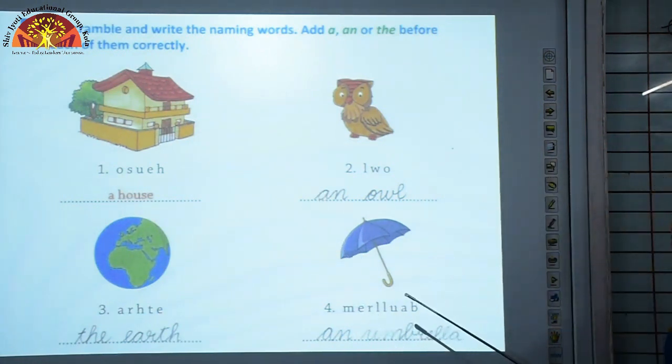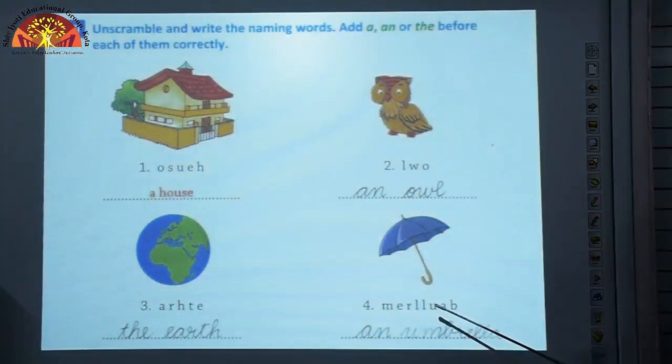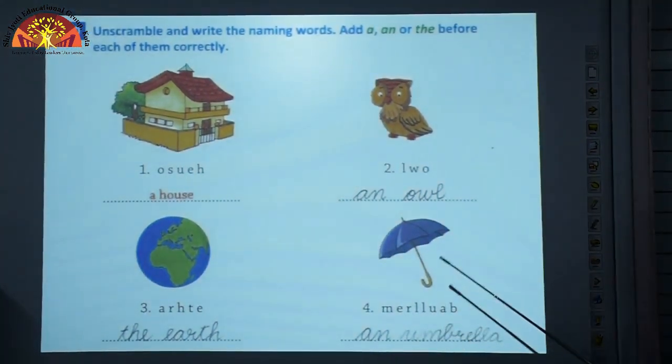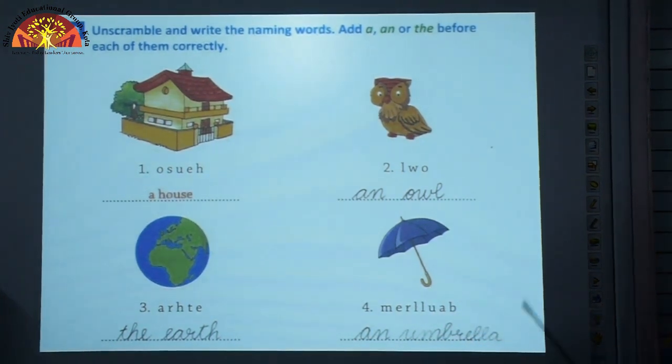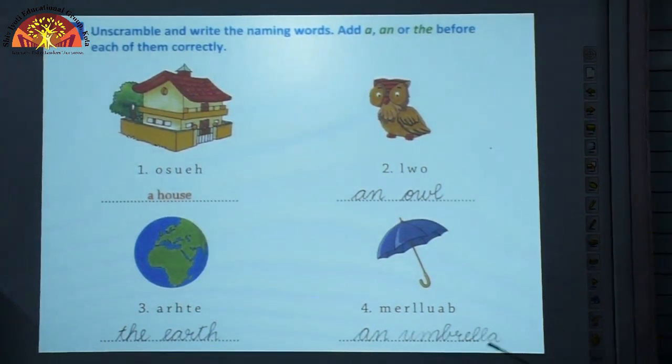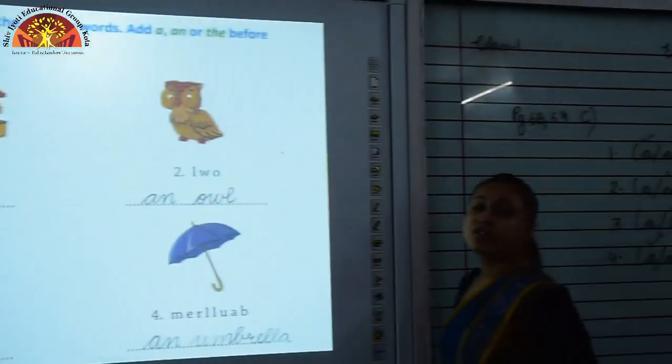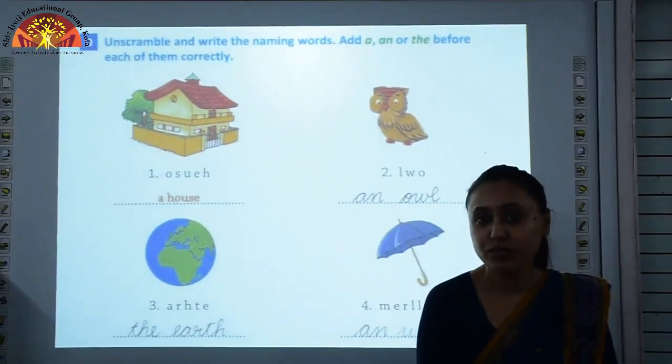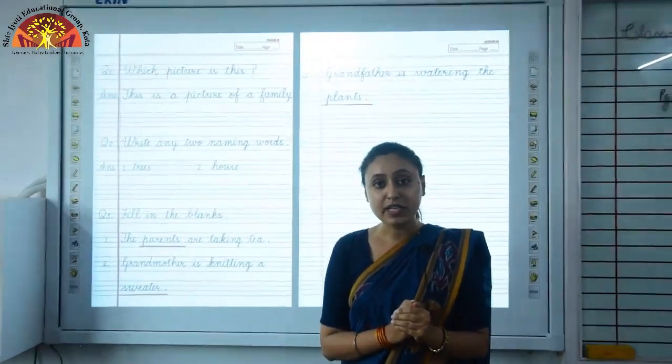So letters given to you are A-R-H-T-E, you have to unscramble it and write down earth here, E-A-R-T-H, earth. Then we will add the here because earth is a universal object. Now look at picture 4, letters given to you are M-E-R-L-L-U-A-B. This is the picture of an umbrella, you will unscramble it and write down umbrella here, U-M-B-R-E-L-L-A, umbrella. Then you have to check whether it is a consonant sound word or a vowel sound word. So this is a vowel sound word, we will add n before umbrella. So children, I hope this is clear to you. I hope you enjoyed with me. Thank you.